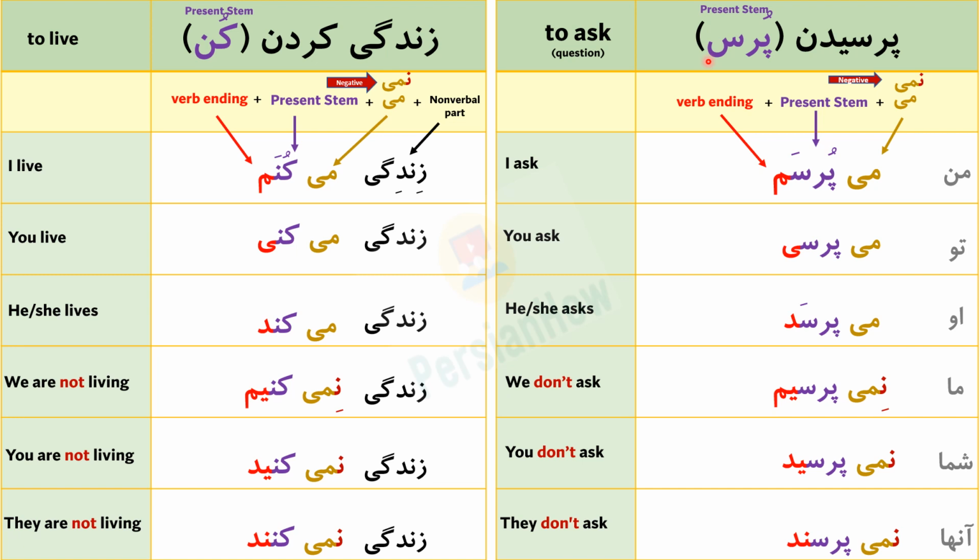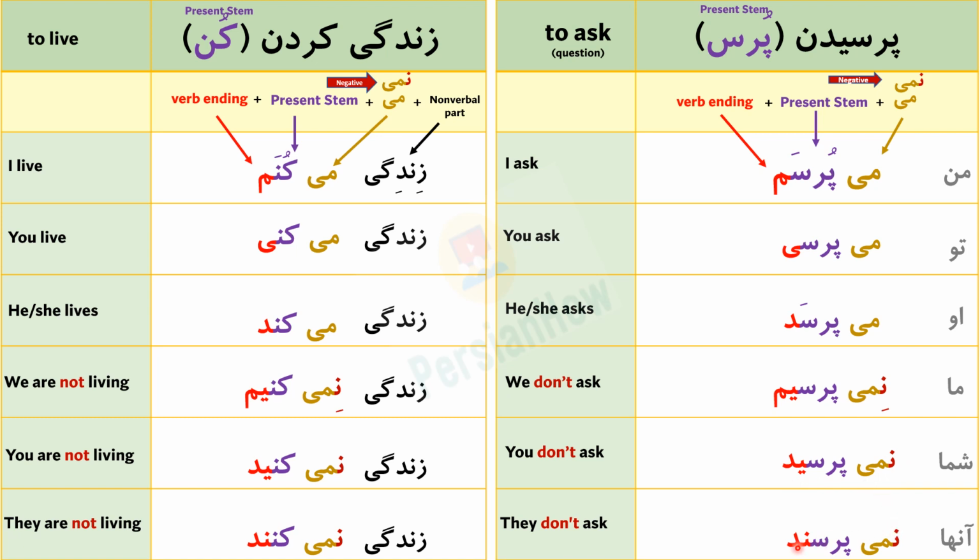Now let's just fully conjugate these 2 verbs that we just formed, so you can also get some practice in conjugation. So here the first one, before that, here are all the personal pronouns. So I'm just going to read through the verbs. می پرسم, می پرسی, می پرسد, می پرسیم, می پرسید, می پرسند.